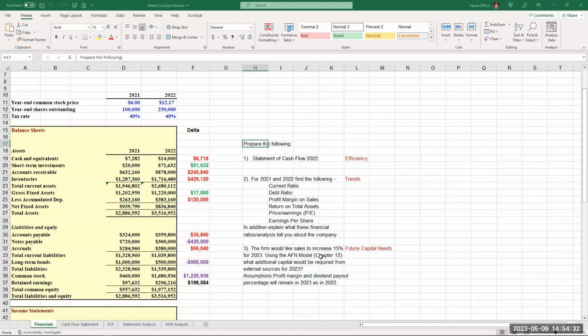Today, we're going to concentrate on the first 2 parts. The statement of cash flow is driven off the 3 financial statements that I just mentioned, and that tells us about the efficiency and return of the company, and then the trends associated with the company. Taking a look at current ratio, debt ratio, profit margin on sales, return on total assets, price earnings ratio, earnings per share.